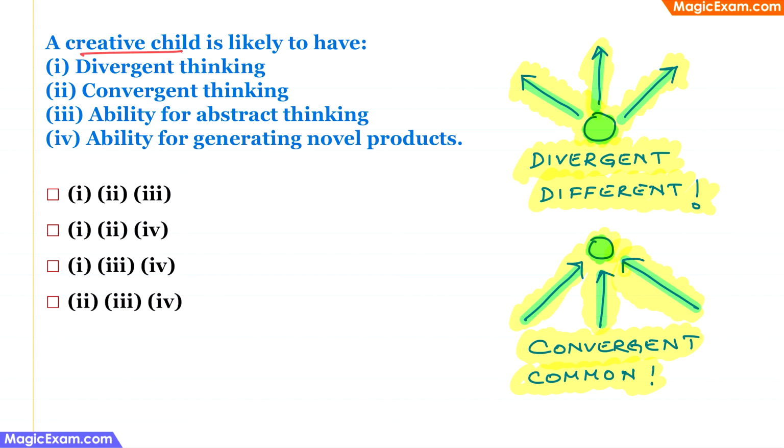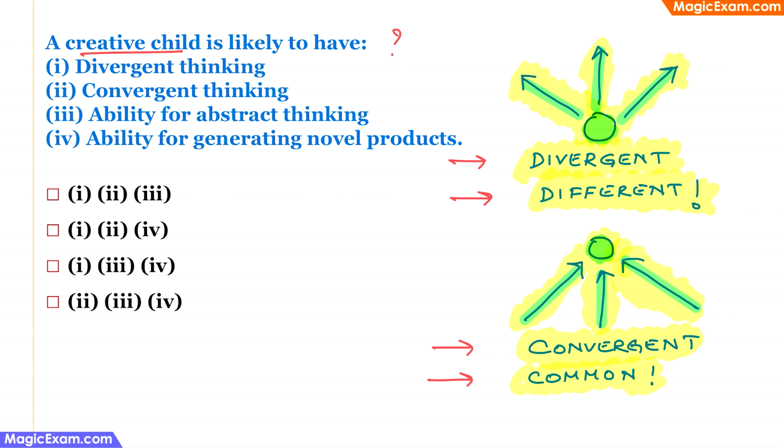A creative child is likely to have which of the following? Now, before answering this question, you have to remember two things. One is divergent thinking, that is the ability to think differently. And then there is convergent thinking, which is common thinking, just like anybody else.